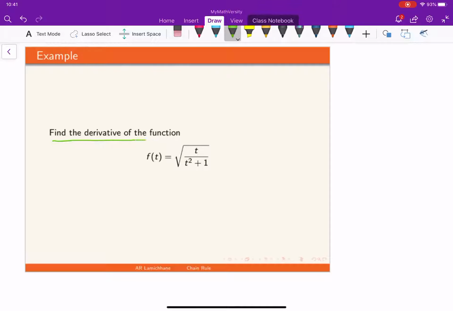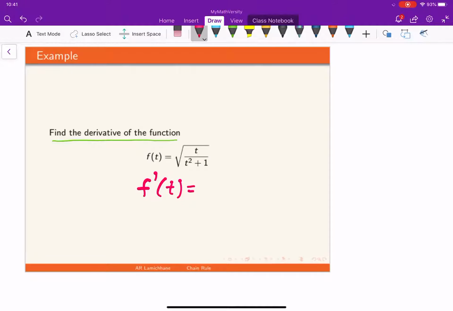Find the derivative of the function given here as f of t equal to square root of t over t square plus 1, right? So this is the given function and our goal is to find the derivative of this. So let's try to do that. So how can we find the derivative of f with respect to t, or f prime of t? How can we find this?